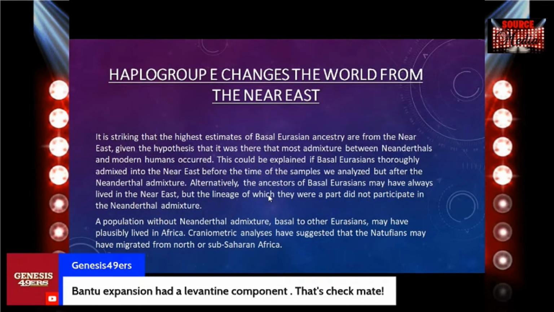It is striking that the highest estimates of basal Eurasian ancestry are in the Near East, given the hypothesis that it was there that most admixture between Neanderthals and modern humans occurred. This would be explained if basal Eurasians thoroughly admixed into the Near East before the time of the samples we analyzed, but after the Neanderthal admixture. Alternatively, the ancestors of basal Eurasians may have always lived in the Near East, but the lineage of which they were part did not participate in the Neanderthal admixture.